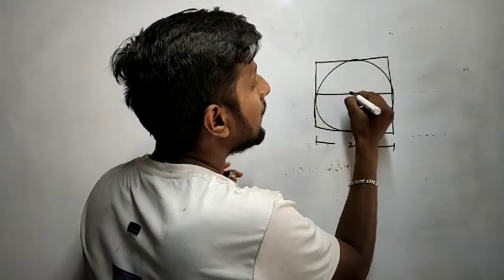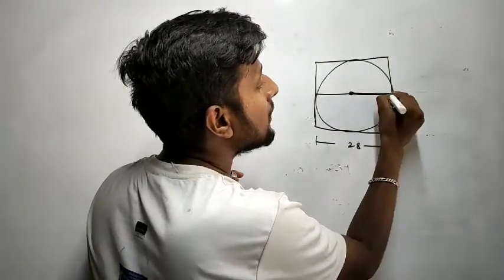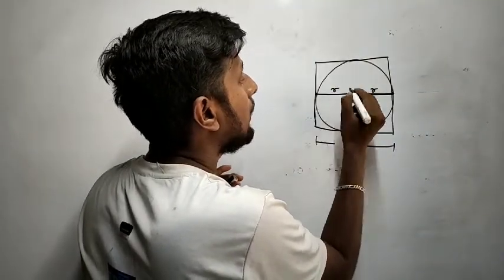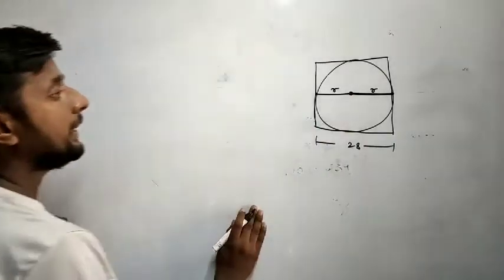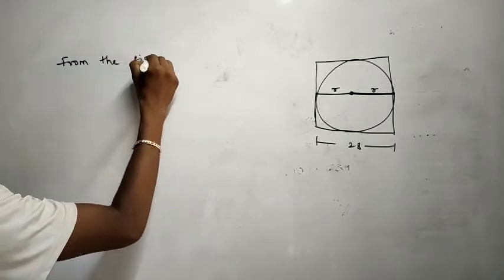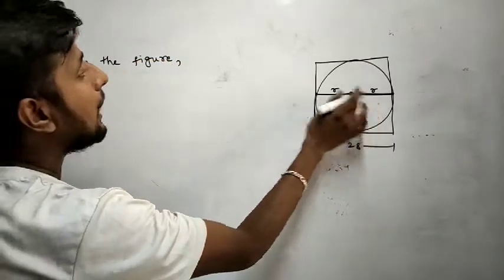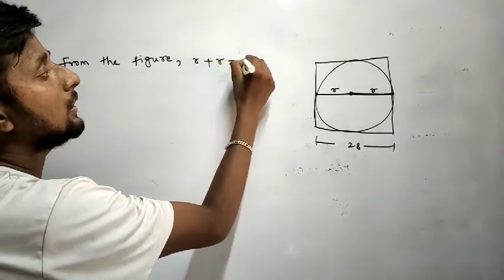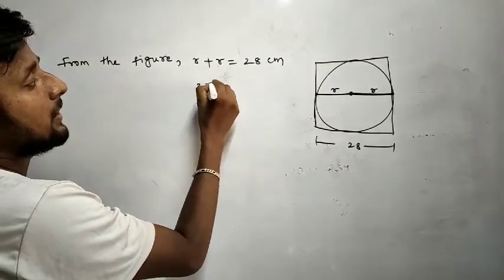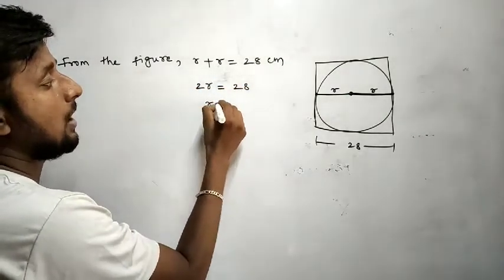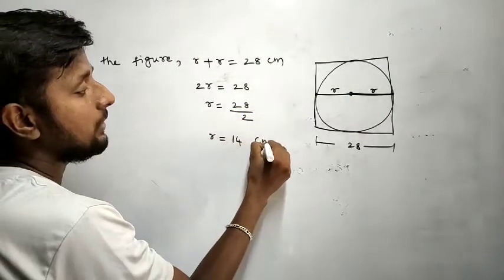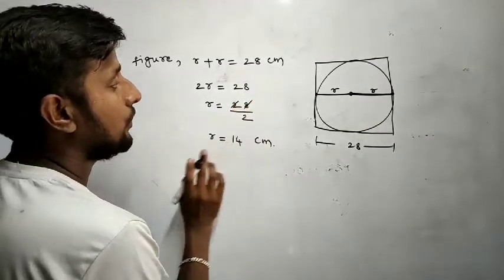So if you take the distance from the center to any point on the circle, that is called the radius. Correct? But look, the total length is 28 centimeters. So what I'll write from the figure: r plus r, the total distance is equal to 28 centimeters. R plus r, I can write it as 2r, that is 28. R is equal to 28 by 2. R is equal to 14 centimeters, because 2 ones are 2, 2 fours are 8, 14.